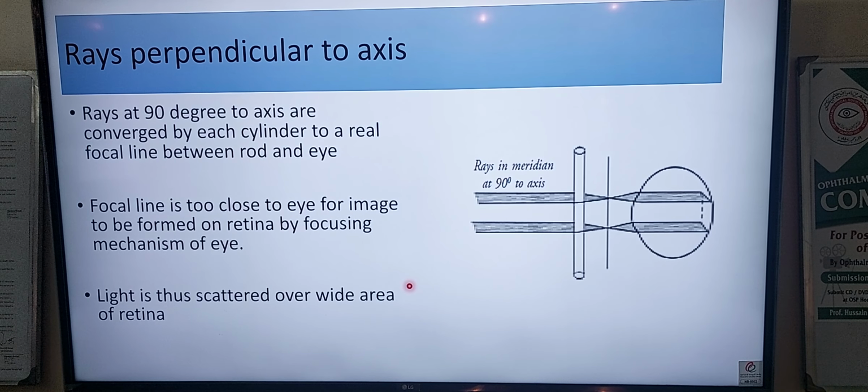Now rays which are perpendicular to the axis are converged by each cylinder to a real focal line between the rod and the eye. This is the line. This focal line is too close to the eye for an image to be formed on the retina by the focusing mechanism of the eye. Light is thus scattered over a wide area of the retina.